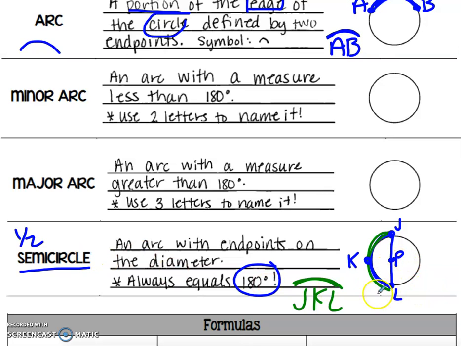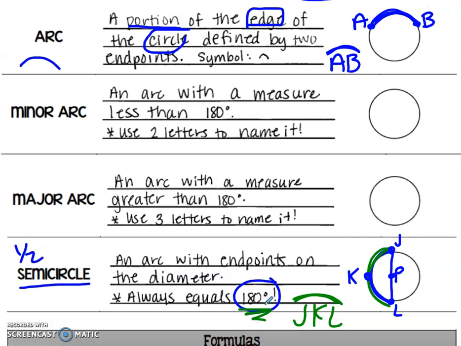So this would be a semicircle because it's half of a circle, always equaling up to 180. Now, the other two arcs are going to be a minor arc and a major arc. So minor meaning small and major meaning big. And so you're going to relate it to this 180.